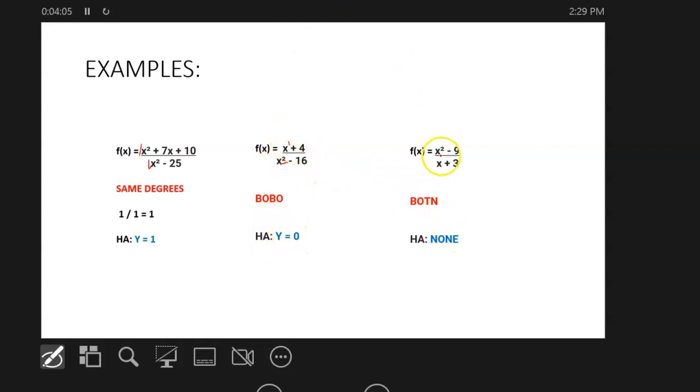The last problem is an example of BOTN, biggest on top, none. When you have the largest degree, which is 2, on top, because the degree on the bottom is 1, there is going to be no horizontal asymptote.